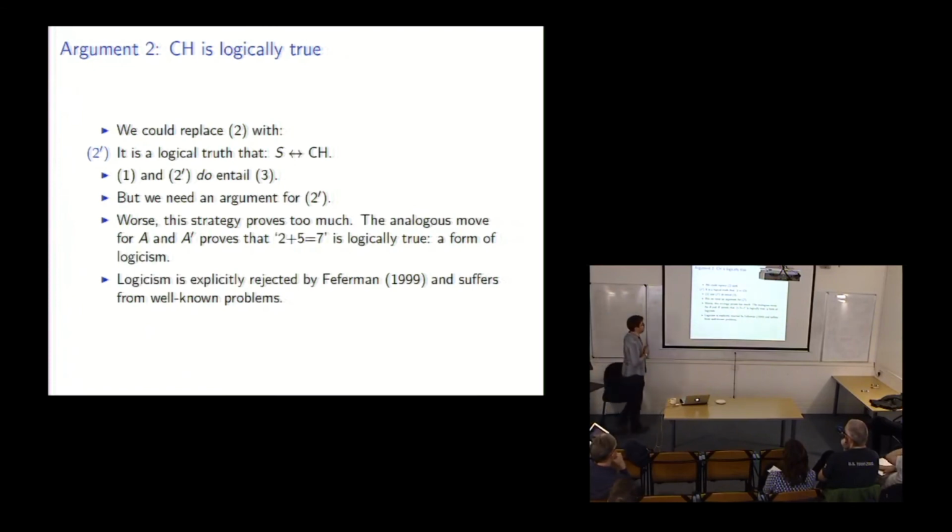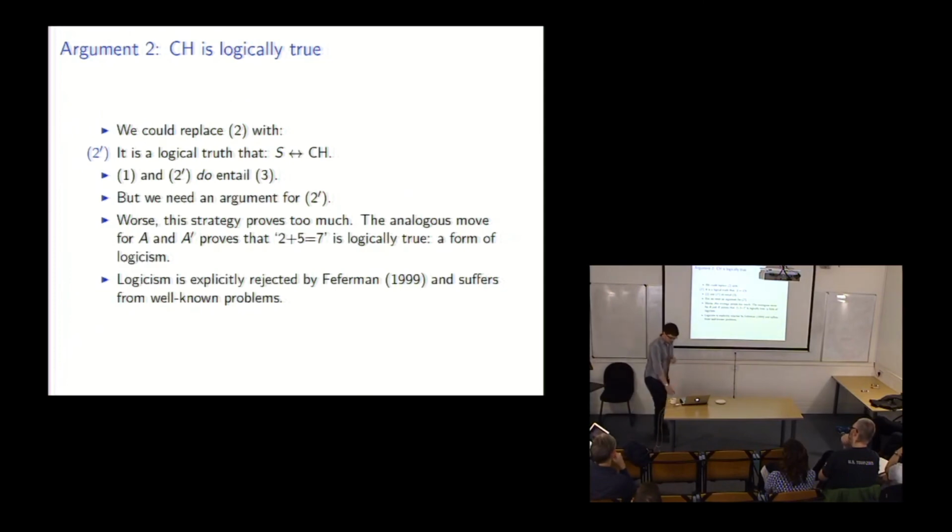Because if you think that about this case with CH, it seems like you'd have to say the same in the first order case between the arithmetic claim A and A primed. And if you endorsed a principle like 2 primed, the conclusion that would get you to is that 2 plus 5 equals 7 is logically true. Now, saying that 2 plus 5 equals 7 is logically true, that's the sort of thing that we'd associate with logicism. I don't think logicism is true. I think that there are very well-known problems with logicism. Moreover, in this context, it's rejected by at least one of our opponents here, Feferman. So I don't think this is a very attractive route to creating a problem for isomorphism invariance either.